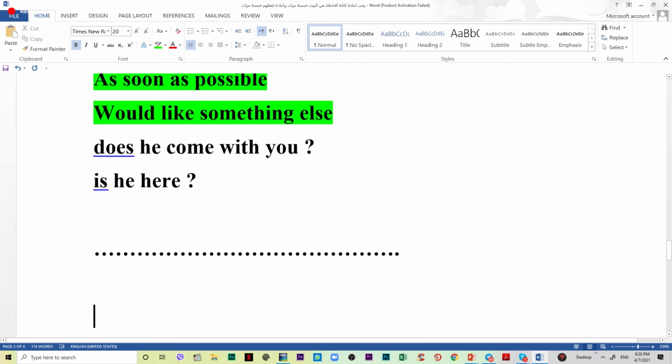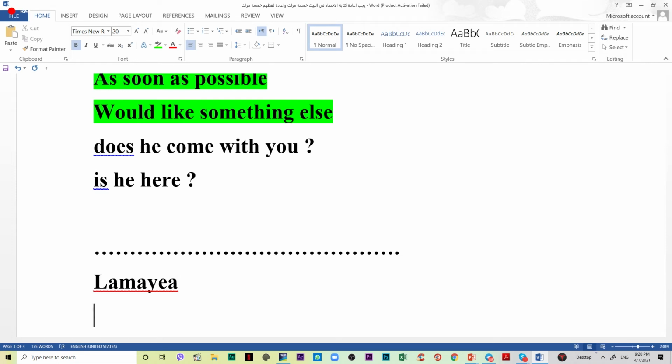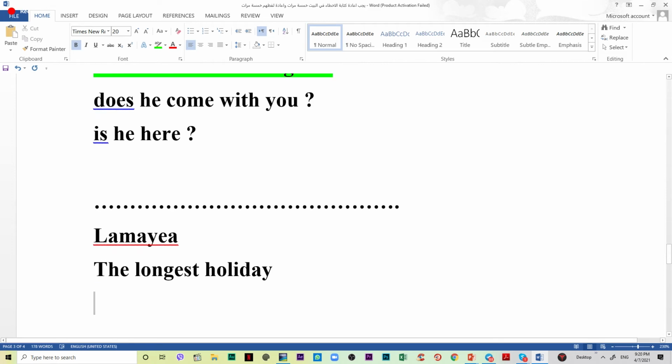My favorite holiday is Eid al-Adha because it is the largest holiday in the year, and the longest holiday. In this event, we usually see all the members of the family and the older people in the family. They start to give the children gifts and money.